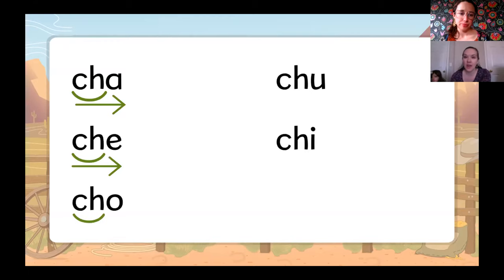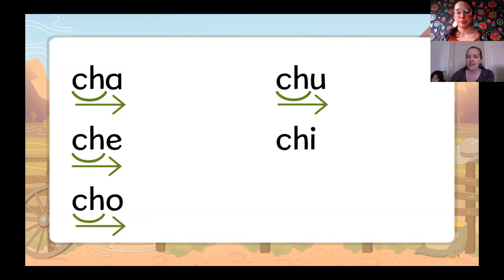All right, the next one is CHO. We're going to arc that digraph, and then we're going to draw our slide arrow. Everyone read that together. It says? Cho. Good. The next one up here, we have the vowel U with it. We're going to arc that digraph, and we're going to draw our slide arrow. Together, this says? Chu. Yes, good job, Jillian. It has that U sound in it.